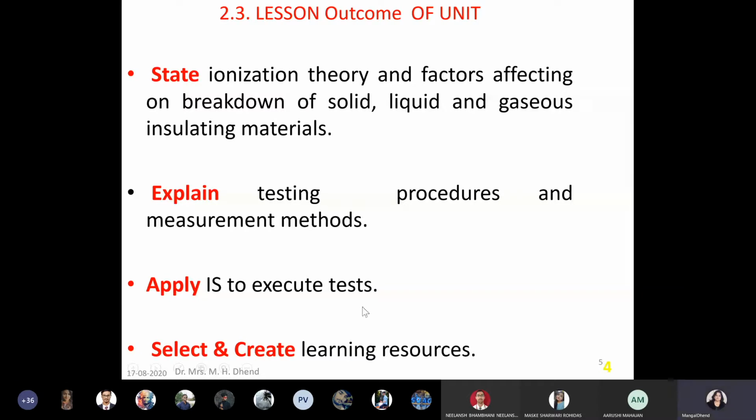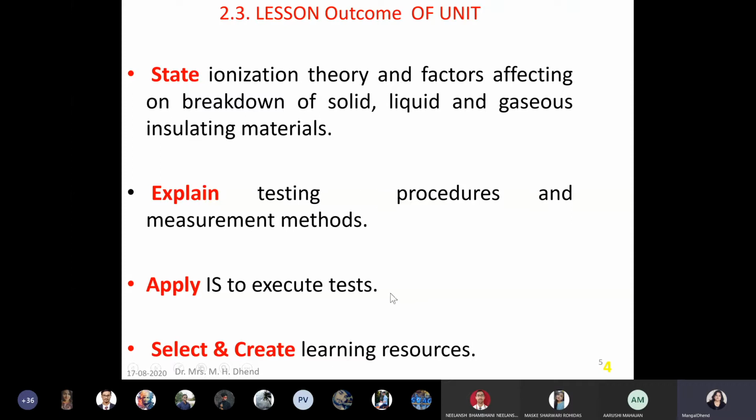So I will give you one IS. I will scan it. I have taken it from college. Just last week I had gone and took the copy. I will scan it and give it to you. Okay. So go through the IS, you will come to know what is meant by IS, and by reading IS you should be able to execute any test.